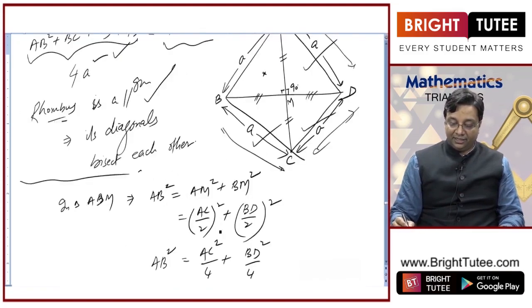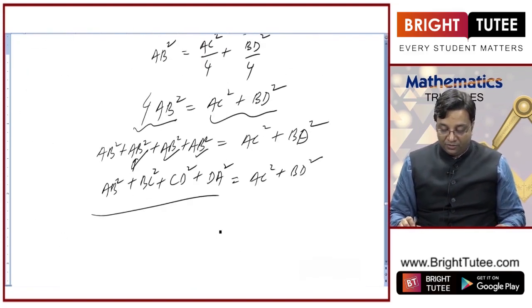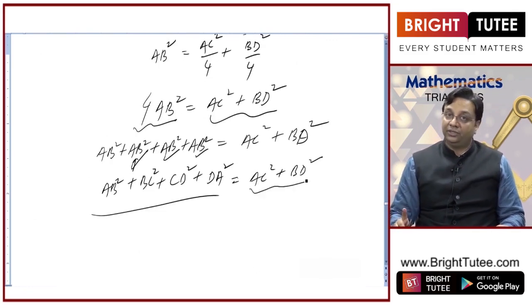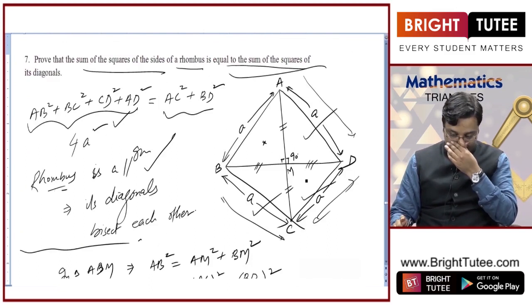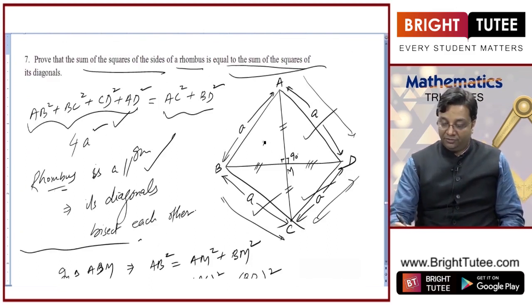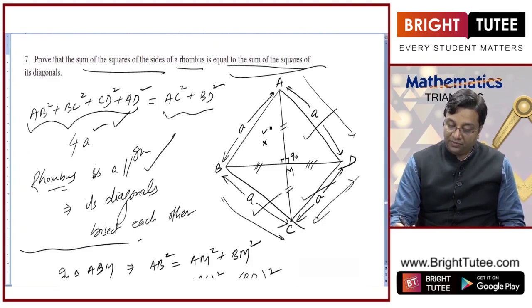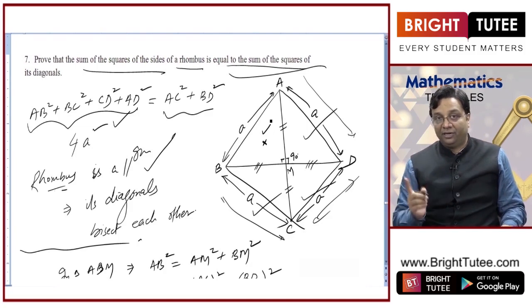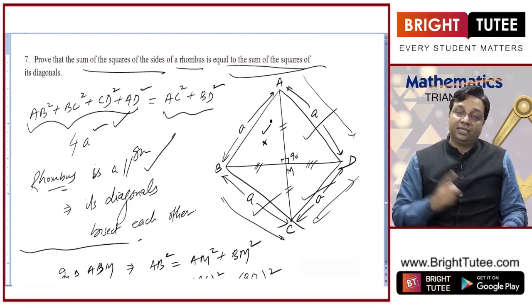Hence, I can say the sum of squares of all the sides of a rhombus is equal to the sum of squares of its diagonals. Okay. So, it was an easy question which we could prove using just one triangle here, and the properties of a rhombus being a parallelogram and that the sides of a rhombus are equal.